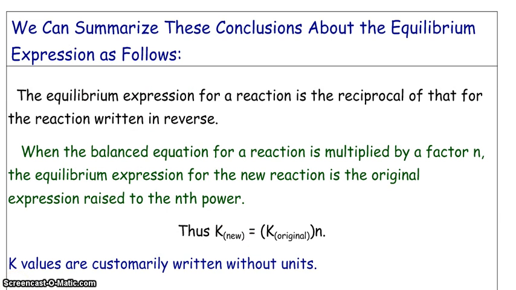All right, so we can summarize these conclusions about the equilibrium expression as follows. The equilibrium expression for a reaction is the reciprocal of that for the reaction written in reverse. When the balanced equation for a reaction is multiplied by a factor n, then the equilibrium expression for the new reaction is the original expression raised to the nth power. K values are customarily written without units, and I'm going to make this raised to the nth power. I believe that's better. This is an exponent here.